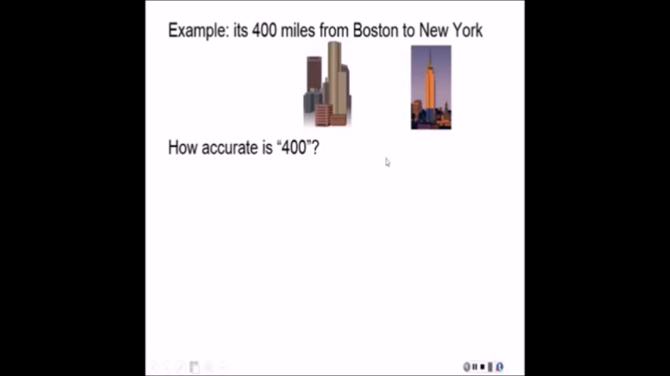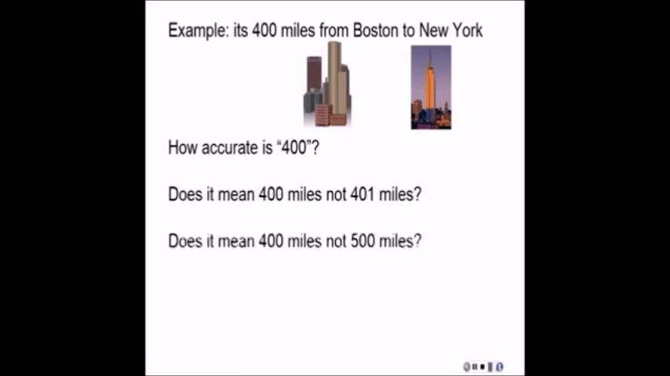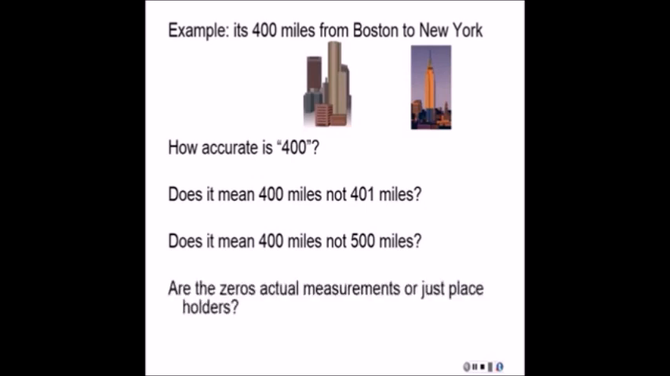And this will hopefully show you that. So here we have an example. It's 400 miles from Boston to New York. Believe it or not, that's supposed to represent Boston. So how accurate do you think the 400 is? Does it mean 400 not 401? Or does it mean 400 not 500? Are the zeros actual measurements or just placeholders, meaning they needed to write the numbers? So we have to have rules for this.